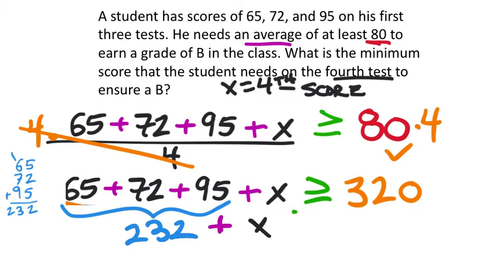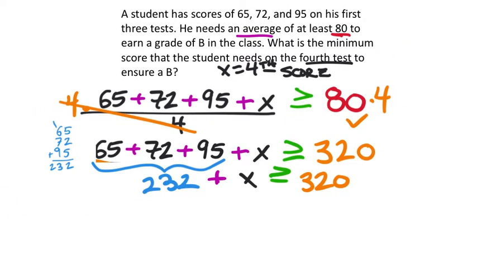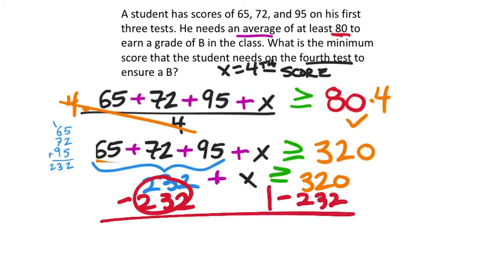And that needs to be greater than or equal to the 320 points. I do need more space. Well, one stepper at this point, just take those 3 test scores that we have already summed up, and let's go and subtract them from both sides. Minus 232. That zeroes that out just like we want.